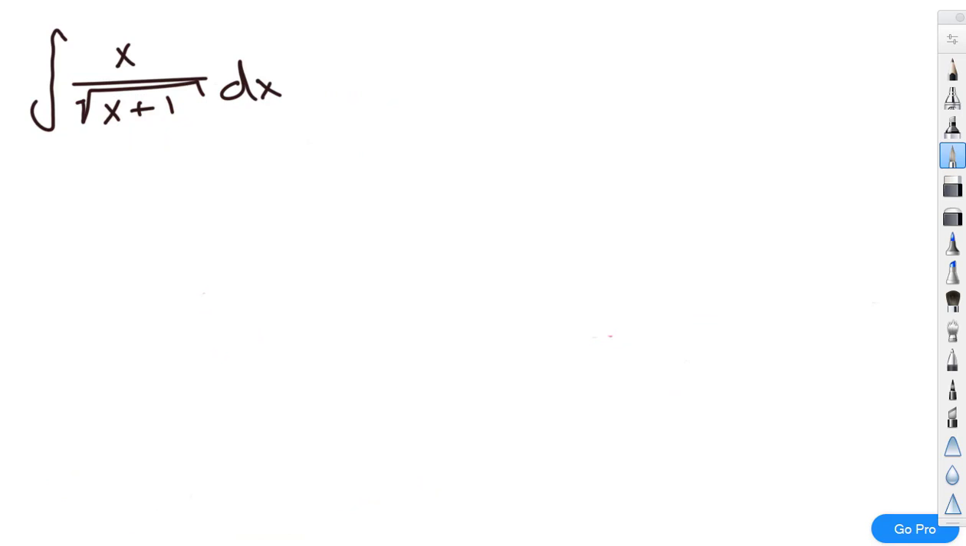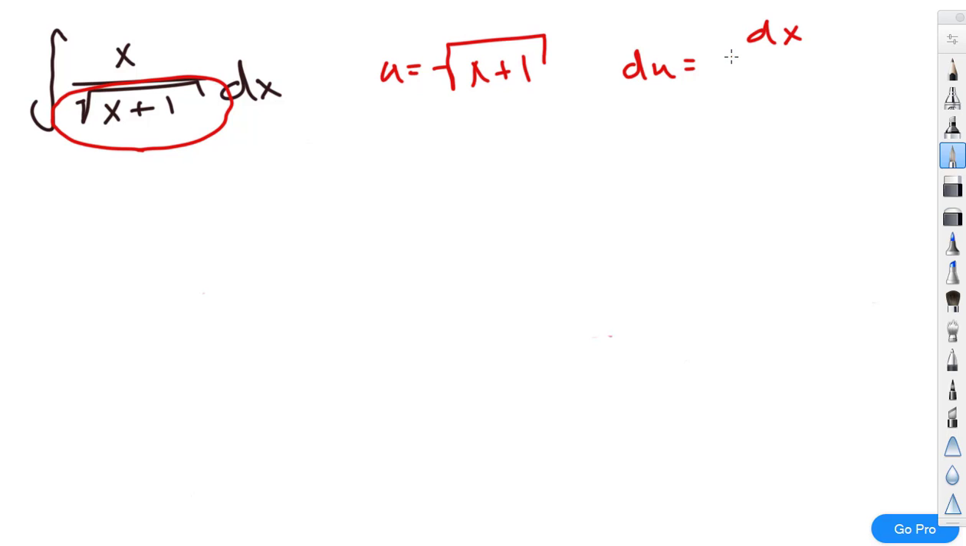So now what we're going to do is that instead of having x plus 1 equal u, we are actually going to have u equal the entire denominator here, and we'll see how that goes. So u equals the square root of x plus 1. When we take the derivative of this, we're going to have du equals dx divided by 2 times the square root of x plus 1.